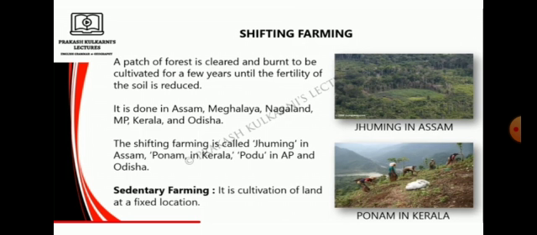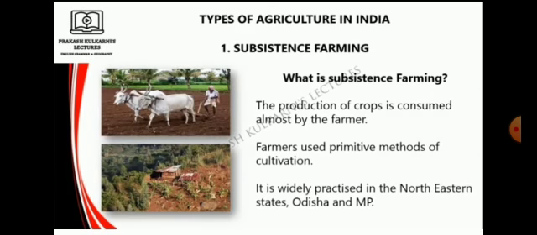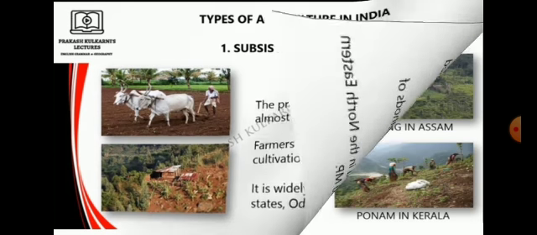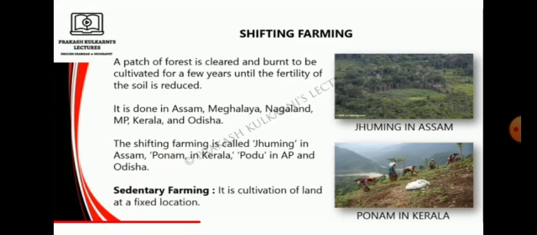There are two types of cultivation: shifting and sedentary farming. We have to see these. One is shifting farming and another one is sedentary farming. The shifting farming, what about the shifting farming?